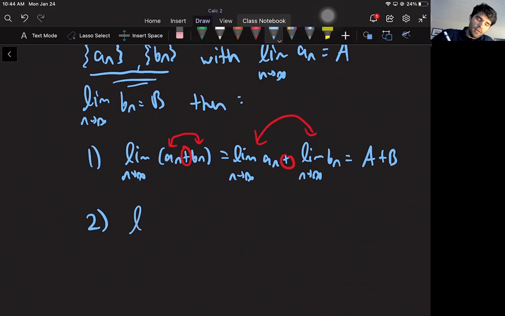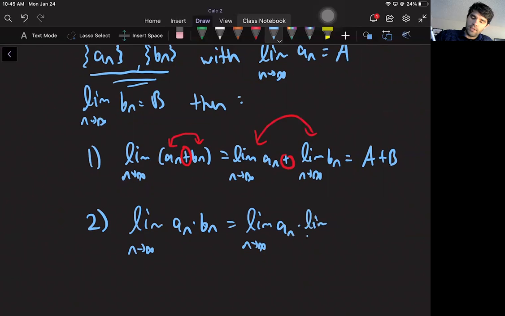Okay. You can also do multiplication. Again, they have to both converge. You have to know that they both converge, and then you can do this. And then division also works, but you have to worry about dividing by 0.